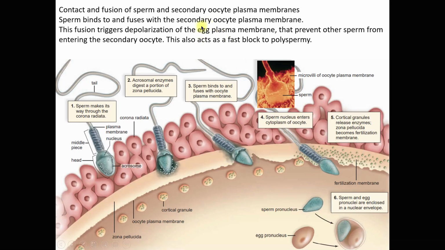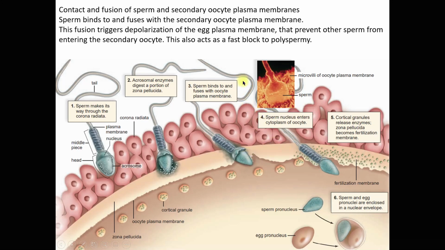This fusion will trigger depolarization of the secondary oocyte plasma membrane. Some books say egg, but that is not accurate. It should be secondary oocyte plasma membrane. The fusion of this sperm head with the plasma membrane of the secondary oocyte will trigger depolarization of this secondary oocyte plasma membrane, and depolarization of the secondary oocyte plasma membrane will prevent other sperm from entering the secondary oocyte.